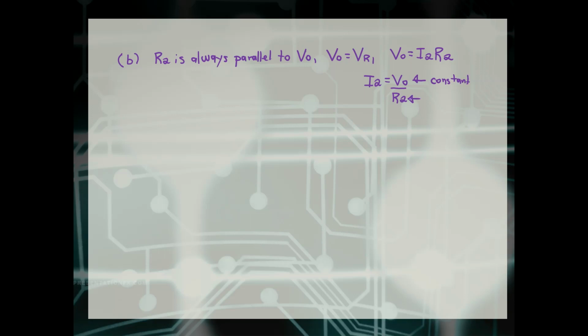The R2 value is also a constant. We're assuming it's an ohmic resistor. And if these two are constant, that means that I2 must also be a constant. And that's always going to be the case, regardless of what's happening in the middle branch.